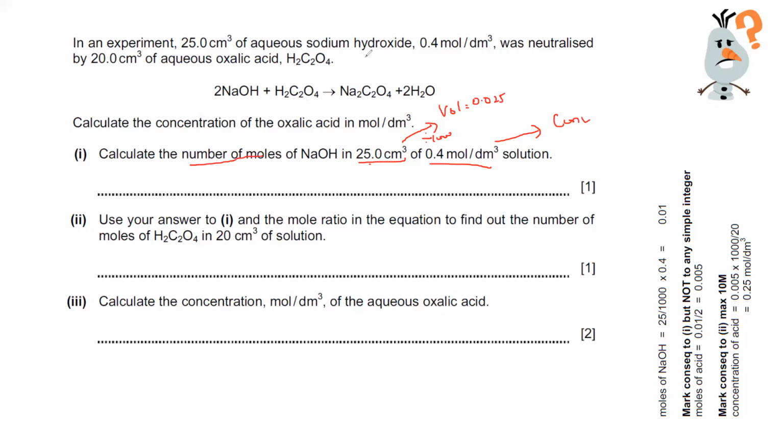So I need the moles. If I have volume and concentration, I can use the formula: moles equals concentration into volume. Concentration is 0.4 and the volume is 0.025. When I multiply them, I'll get 0.01 moles. Is the first part clear? We got the moles of sodium hydroxide.